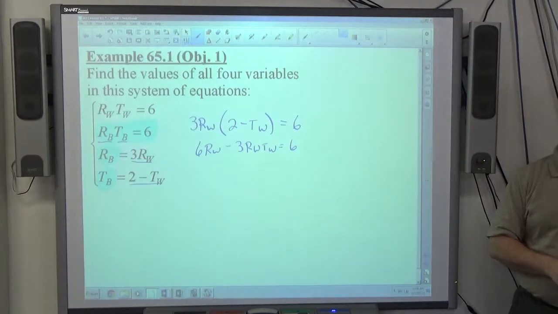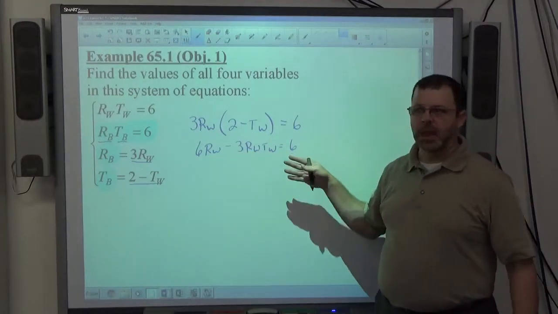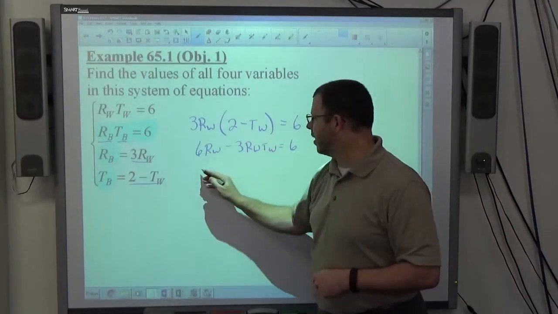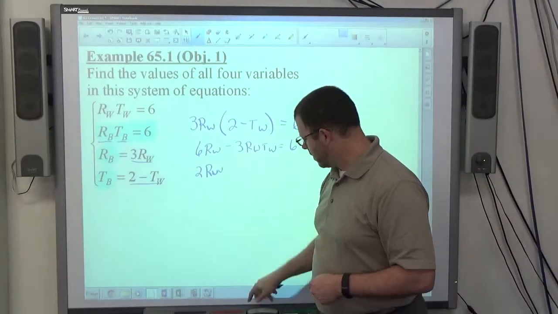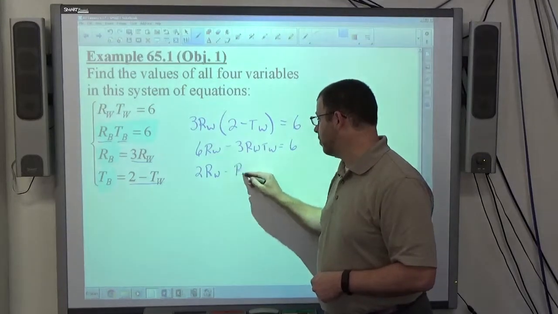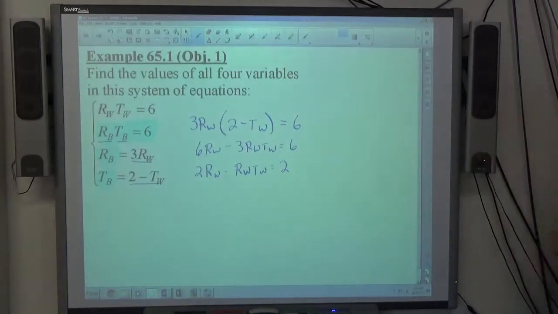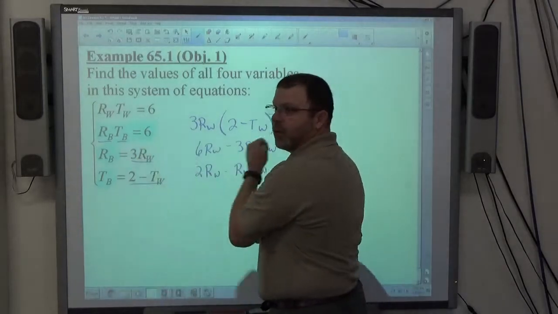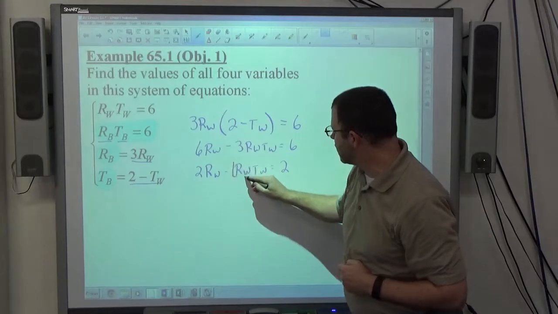And you may or may not notice, this happens occasionally, it doesn't happen always, but everything divides by 3. Not a requirement, you don't have to do it, but if we can make numbers smaller, it might be worth doing. So divide everything by 3: 2R sub W minus R sub W T sub W is equal to 2. Now we got this equation, which is more complicated than any of these equations over here, right? But what's going to happen, and what you should expect to happen, is this.